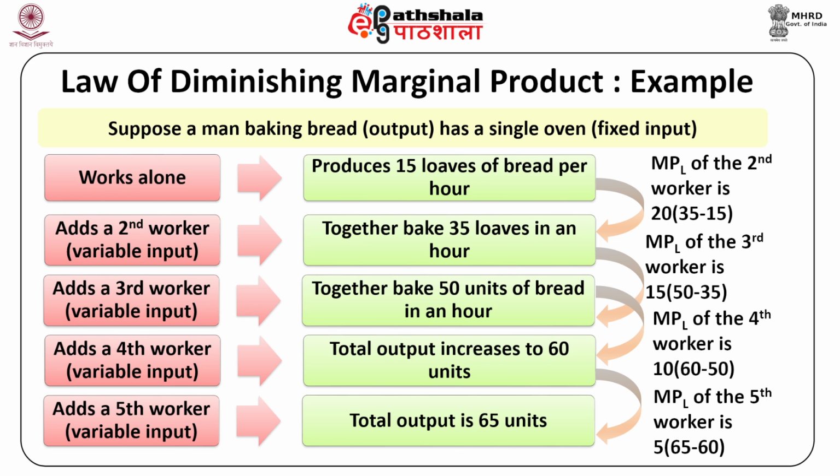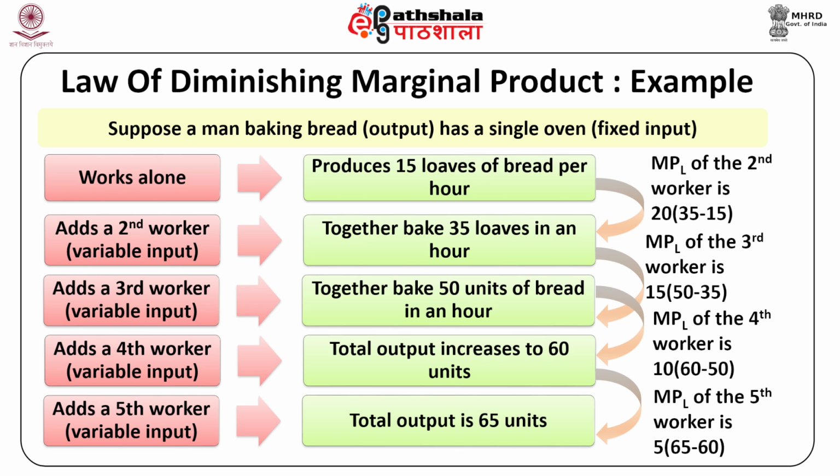Consider the following example demonstrating this principle. A man baking bread has a single oven, the fixed input. Working alone, he is able to produce 15 loaves of bread per hour. He adds a second worker, the variable input, and together they bake 35 loaves in an hour. Hence, the MPL of the second worker is 20 units of bread per hour. When he adds the third worker, it results in 50 units of bread in an hour. So, the MPL is 15 additional units per hour. Therefore, after the second worker, the MPL of an additional man begins to decline.